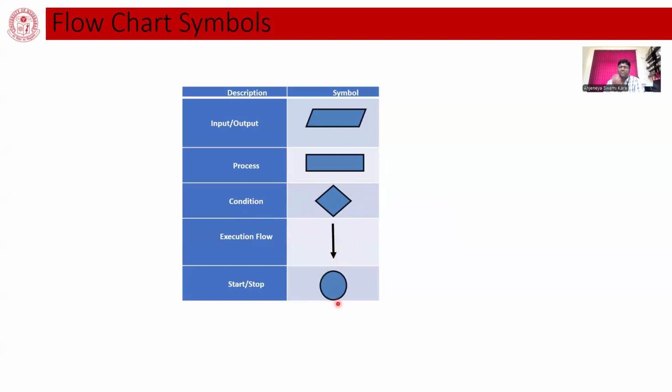Then the start of the algorithm and the end of the algorithm will be denoted by a circle. An algorithm will have exactly one start symbol, and it may have more than one stop symbol. We can have a stop symbol in more than one place, but all those will be exclusive. The execution will reach exactly one stop symbol.